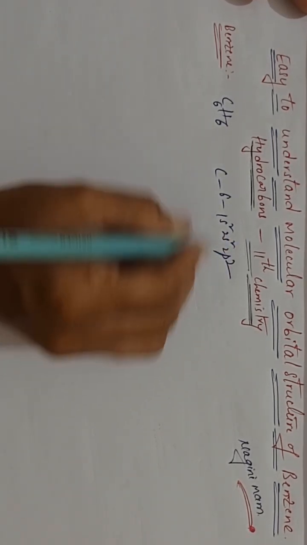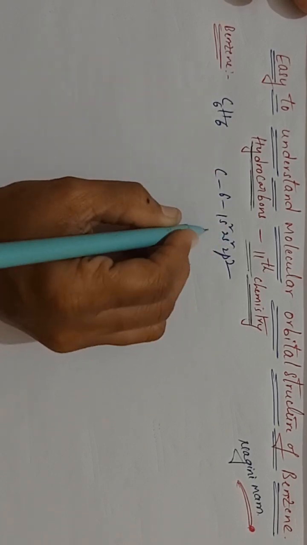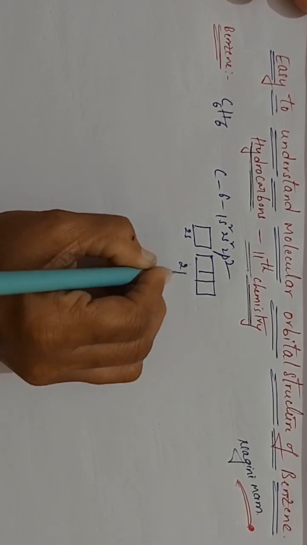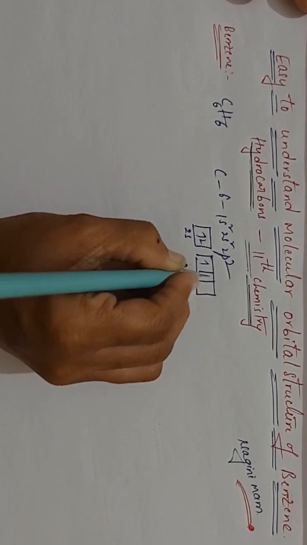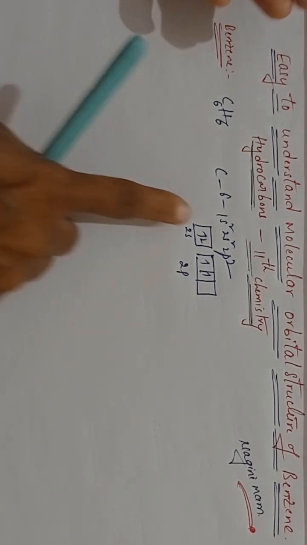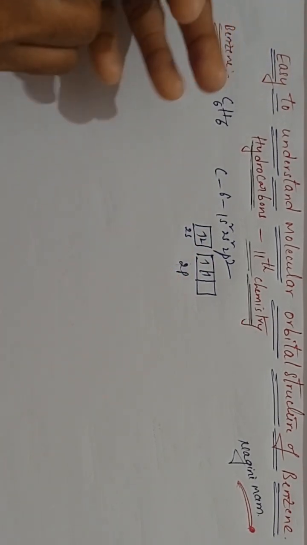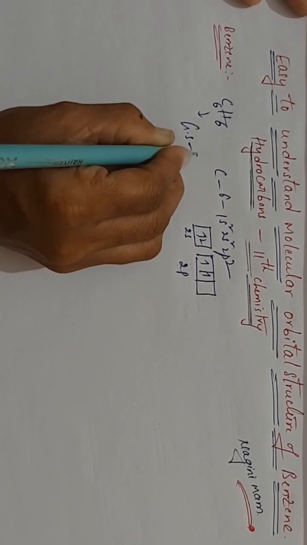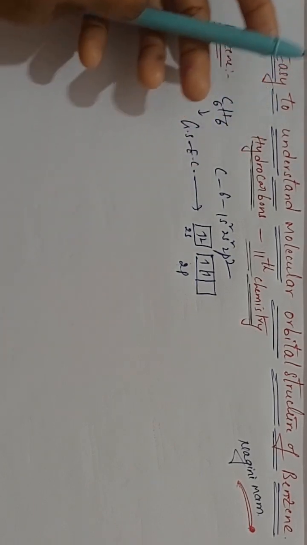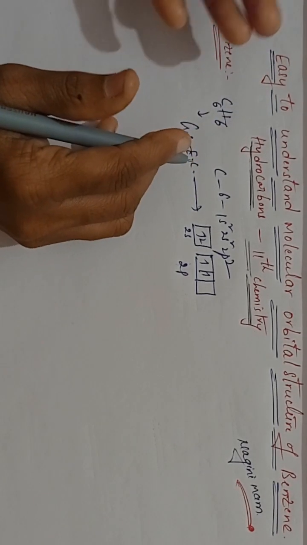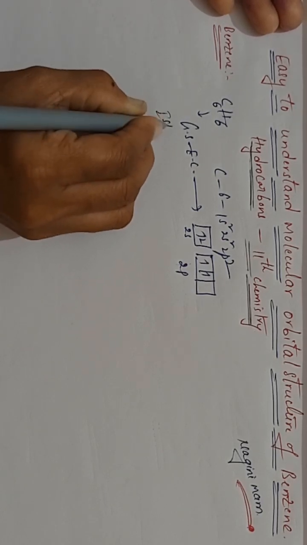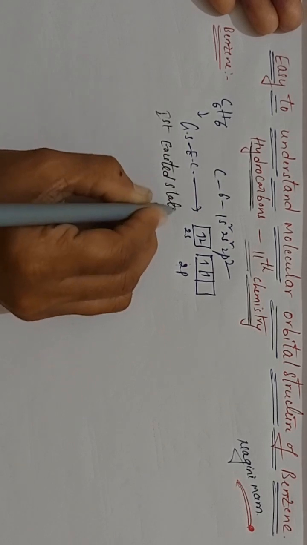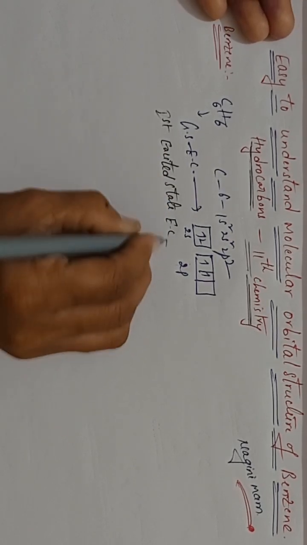So here, if you see the orbital structure, in 2s 2 electrons, in 2p 2 electrons are there. This is the ground state electronic configuration. Now I'm writing the excited state, the first excited state electronic configuration.